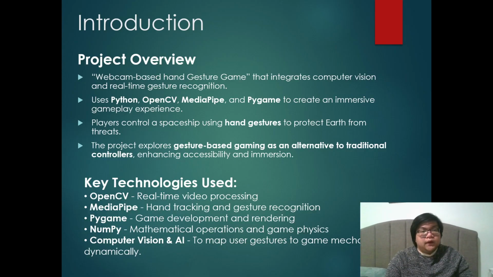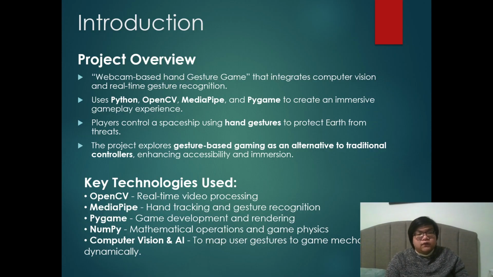This project is based on the integration of computer vision and real-time gesture recognition, which uses Python, OpenCV, MediaPipe, and Pygame to create a more immersive gameplay experience. The player controls a spaceship using hand gestures to protect Earth from threats. This project explores hand gesture-based gaming as an alternative to traditional controllers, enhancing accessibility and immersion.